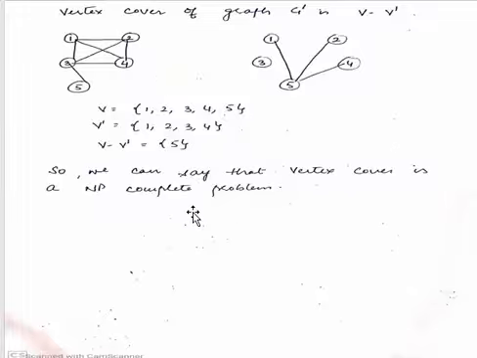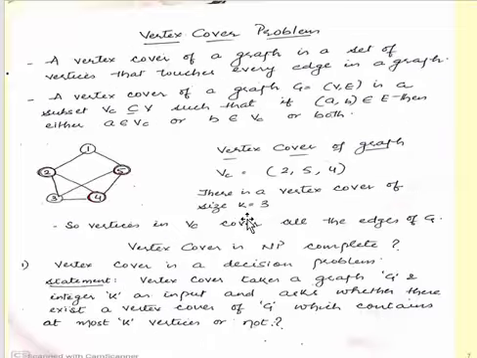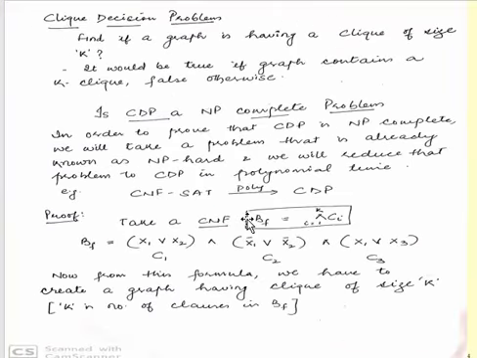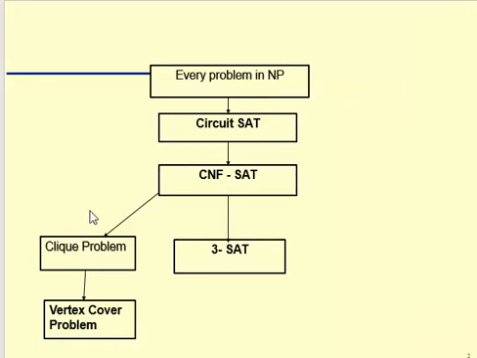Now I have shown you that vertex cover is a decision problem. It is in NP and it is an NP-hard problem, so I can say it is an NP-complete problem. I have used this clique problem to reduce this to the vertex cover problem. So this also I have added in this reduction graph, the NP reduction graph.